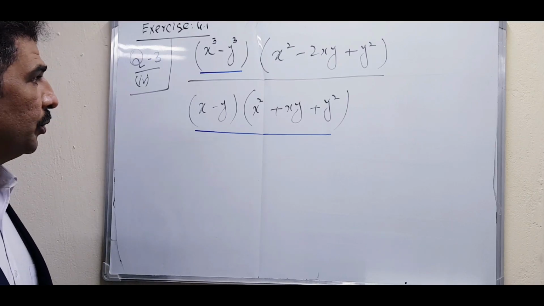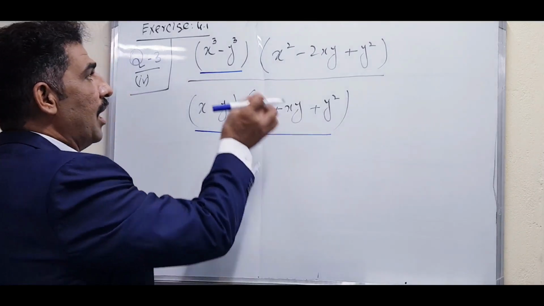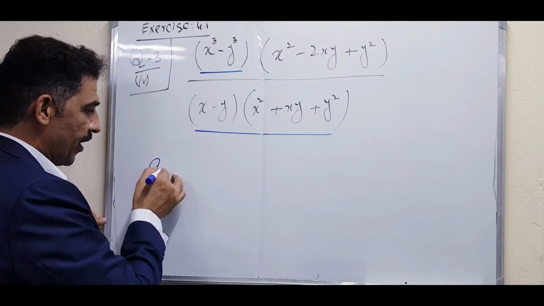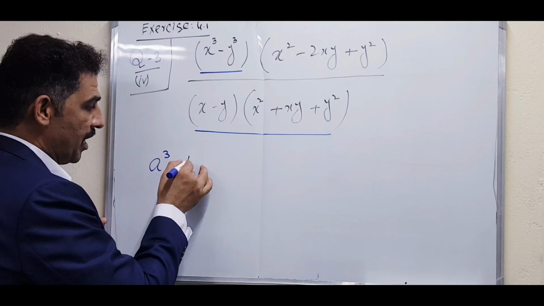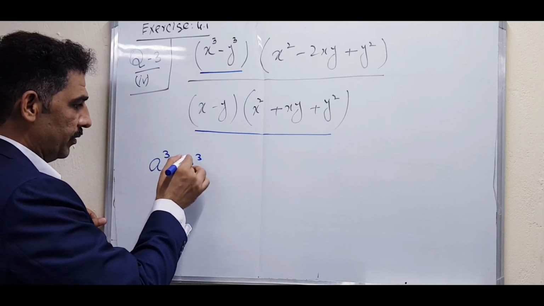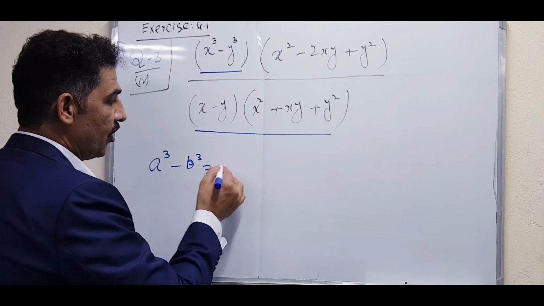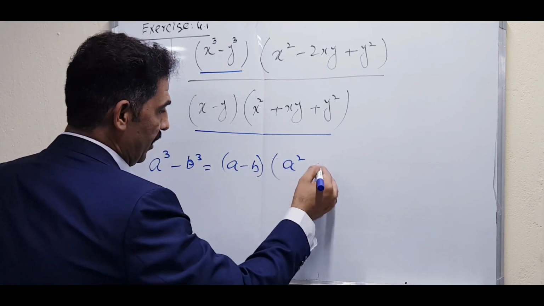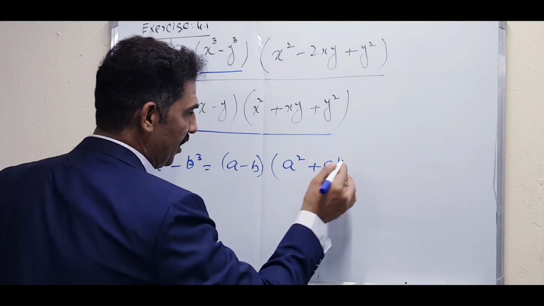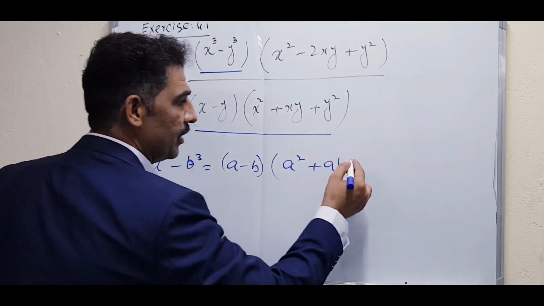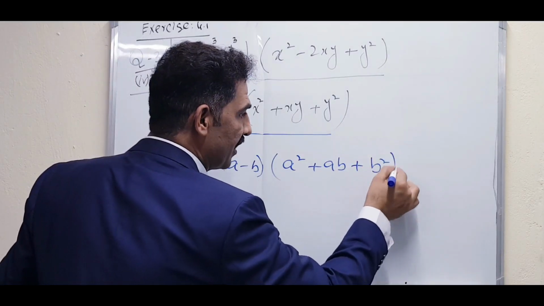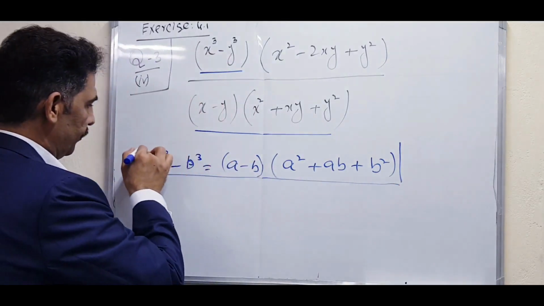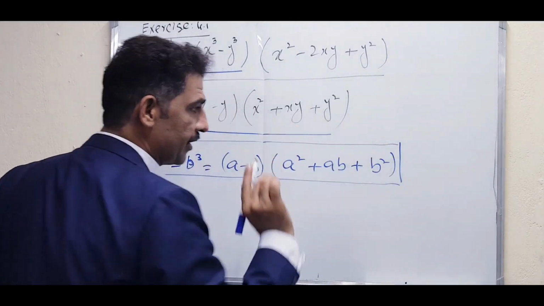Now it's up to you. You have to close this formula or expand this formula. What is the formula? First I will write the formula. a cube minus b cube is equal to a minus b into a square plus ab, the product of first and second element, plus the square of the second element. This formula we have to use and solve the question.